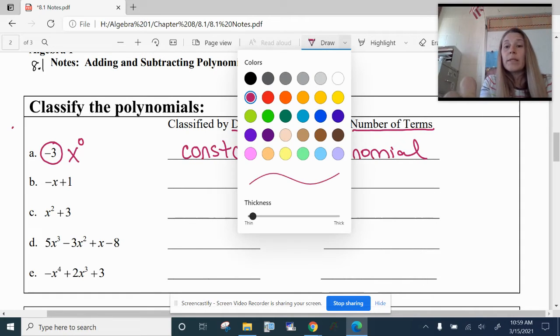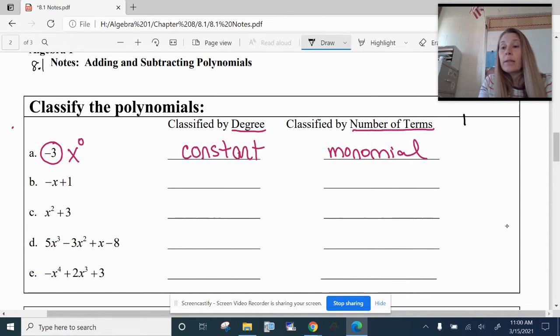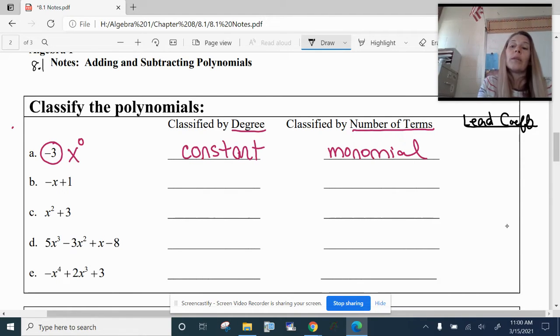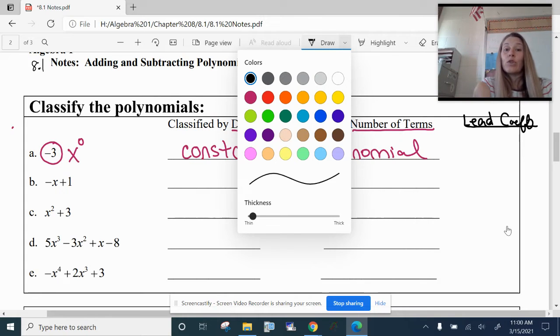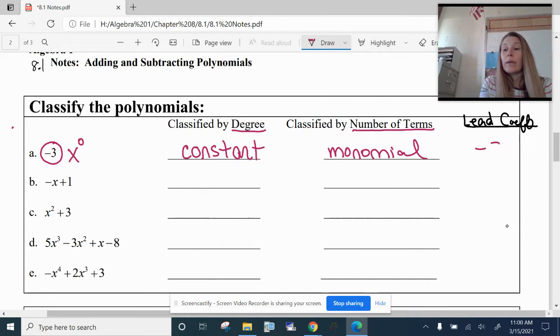Now, there's one other piece I want to add in here, and that's the lead coefficient. I mentioned it in the beginning of the notes. As long as your example is in standard form, the lead coefficient would be that first number in front of your variable. In this case, my variable is x to the 0, so we don't even see it. So my lead coefficient here would just be -3.